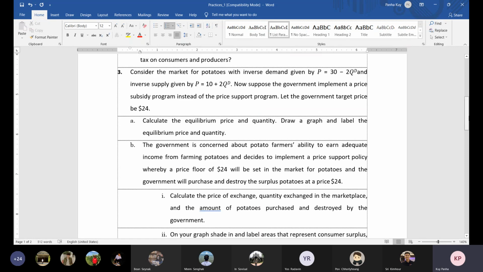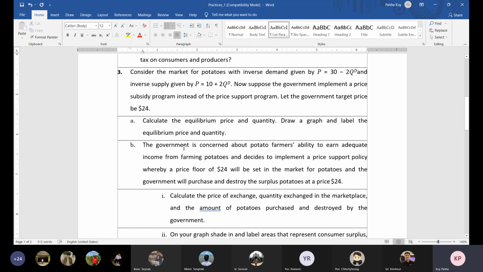And for number 3, I ask you to consider the market for potatoes with the inverse demand given by this equation and the inverse supply curve given by this equation too. So now suppose the government implements a price subsidy program instead of the price support program. Let the government target $24, and then calculate the equilibrium price and quantity again, and draw the graph again. Okay, and then label again.